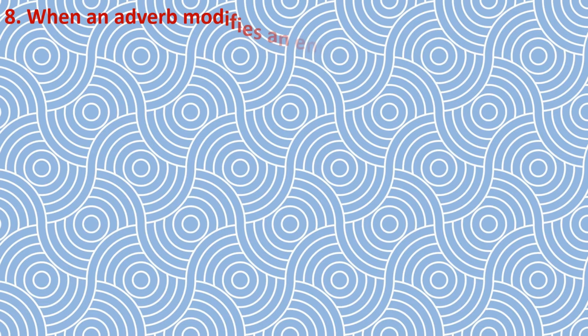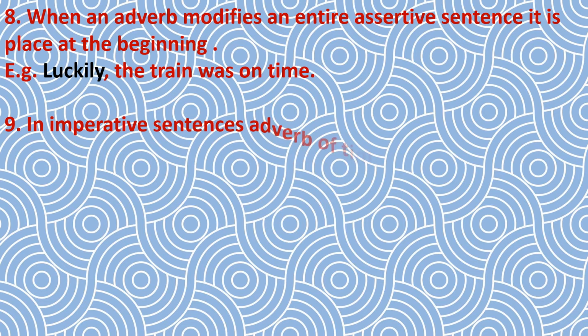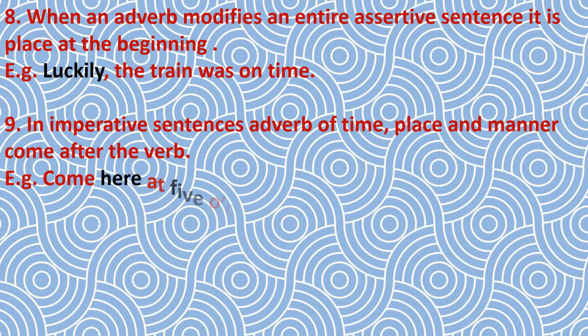Number 8, when an adverb modifies an entire assertive sentence. Remember, children, we are not talking about a negative sentence. We are talking about an assertive sentence, that is a positive sentence. It is placed at the beginning. Suppose you want to modify the full sentence. Luckily, here you can see the adverb we have used at the first. Fortunately, unfortunately, these are the adverbs, children. To modify the full sentence, you have to put it in the first part. Luckily, the train was on time. So this adverb modifies the full sentence. It is not modifying any one word, but it is modifying the full sentence.